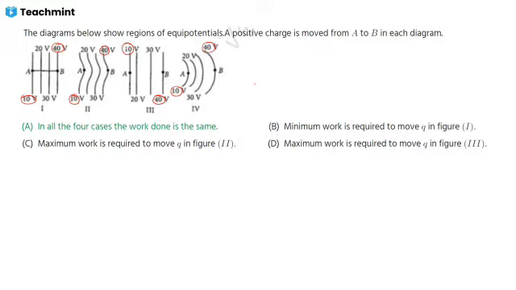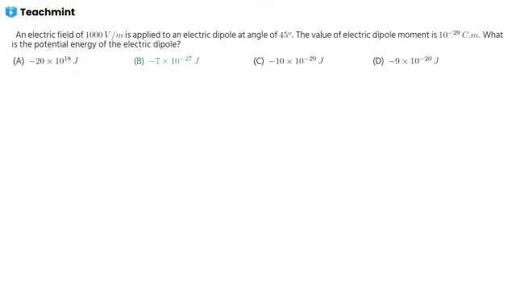So in all the 4 cases, the work done is the same. When the potential difference is the same, then the work done is also the same. According to the formula, W is equal to VQ. The same charge we are moving. So the work done depends on only one thing, that is the potential difference between the 2 points. As in all the cases the potential difference between the 2 points is the same, the work done is also the same. Next question.